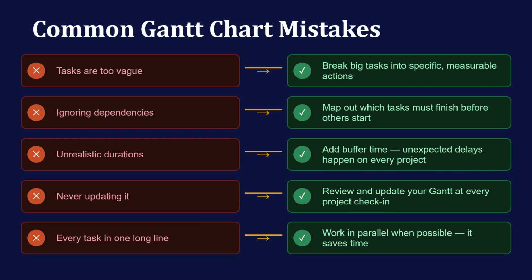And then last but not least, another Gantt chart mistake is every task in one long line. Every task should not be in one long line. You work in parallel when possible if it saves time. Okay.